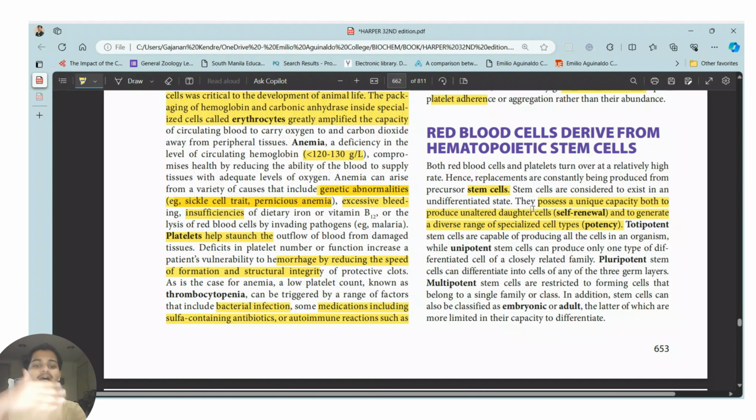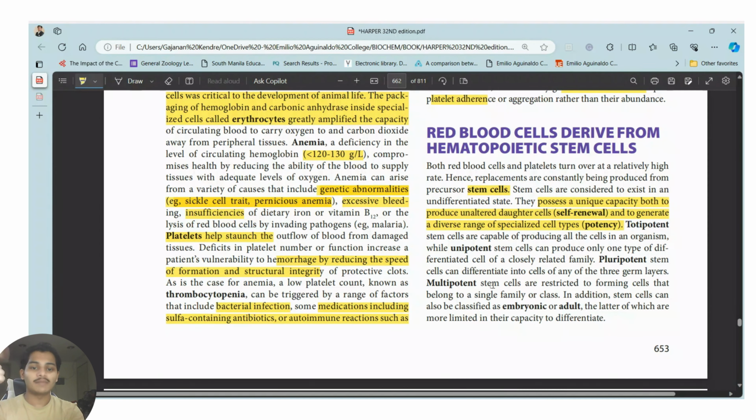Then potency has types: totipotent, unipotent, pluripotent, multipotent. In that, totipotent is the cell which can produce all kinds of cells in an organism, while unipotent stem cells can produce only one type of cell. Pluripotent cell can produce any of the three germ layers, that is mesoderm, endoderm, and ectoderm.